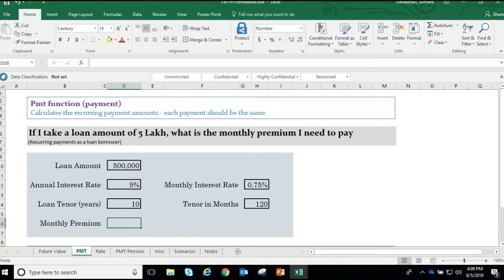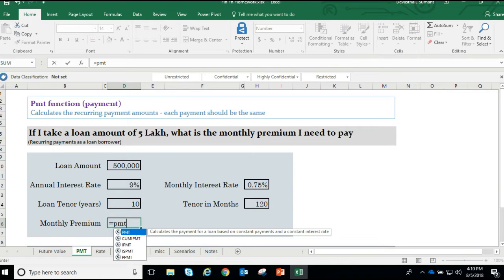Right? Let's take an example. If I take a loan of 5 lakh, what is the monthly premium I need to pay if the annual interest rate is 9%? Like we saw before, because we will be doing monthly premium payments, we need to have monthly calculations, the interest rate as well as tenor in months, calculated the same way like we did before. Now let's find out what the monthly premium is.